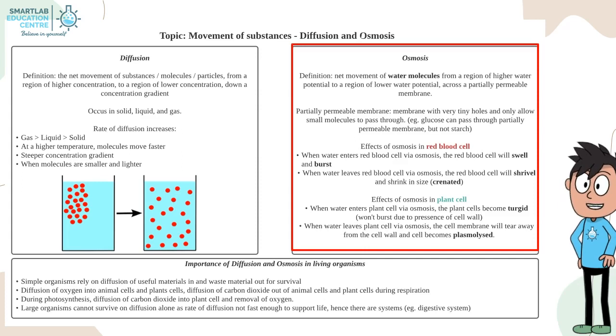Effects of osmosis in red blood cells. When water enters red blood cell via osmosis, the red blood cell will swell and burst. When water leaves red blood cell via osmosis, the red blood cell will shrivel and shrink in size. Effects of osmosis in plant cell. When water enters plant cell via osmosis, the plant cells become turgid, but will not burst due to presence of cell wall. When water leaves plant cell via osmosis, the cell membrane will tear away from the cell wall and cell becomes plasmolysed.